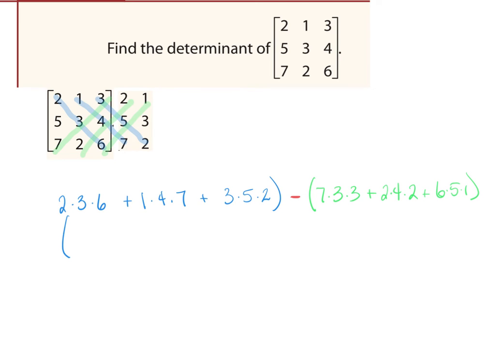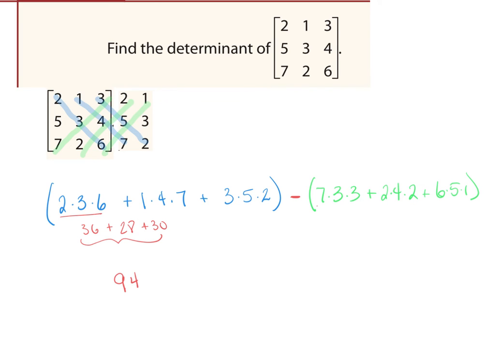All right. Questions on setting that one up? And then you just do your multiplication. So I'm just going to actually do it out. I have 2 times 3 times 6, that's 36. 1, 4, and 7 is 28. And 3, 5, and 2, that's 30. All right, so I add those up, and I'm going to get 94.